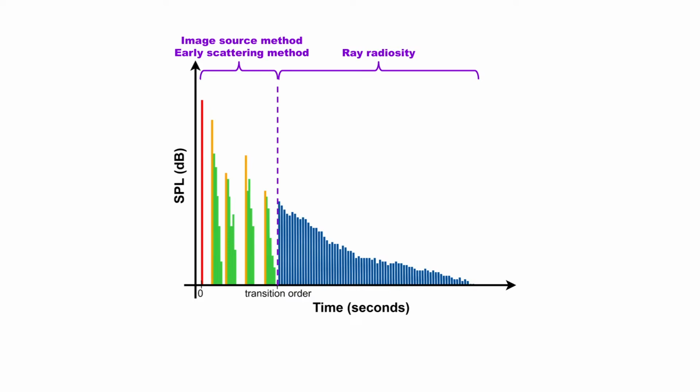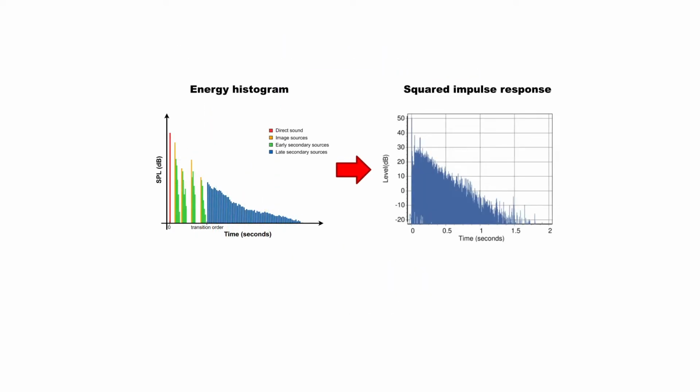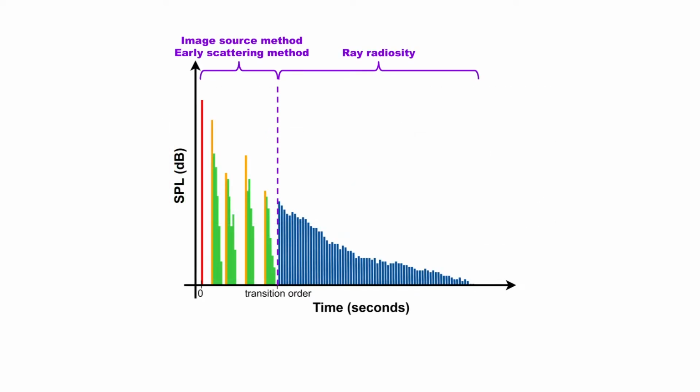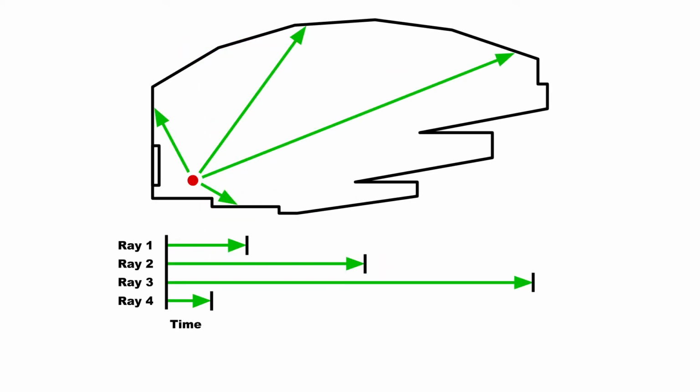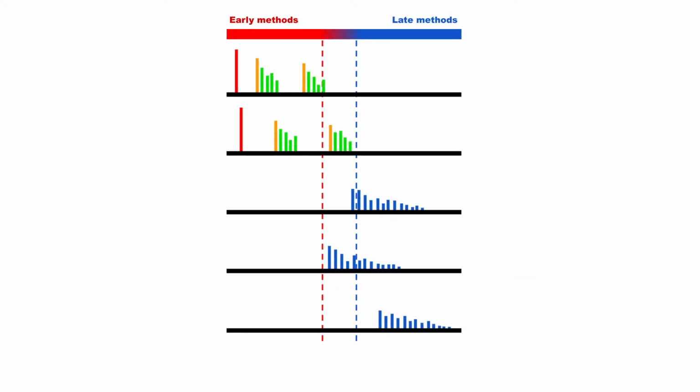Together, the image source method, early scattering method, and ray radiosity method make up the full energy histogram. And the squared impulse response can finally be produced. We should keep in mind that the transition from early to late methods depends on the reflection order and not on time, and that reflections will happen at slightly different times due to different path lengths. Therefore, in time, there will be a gradual shift from the accurate early methods to the efficient late methods.